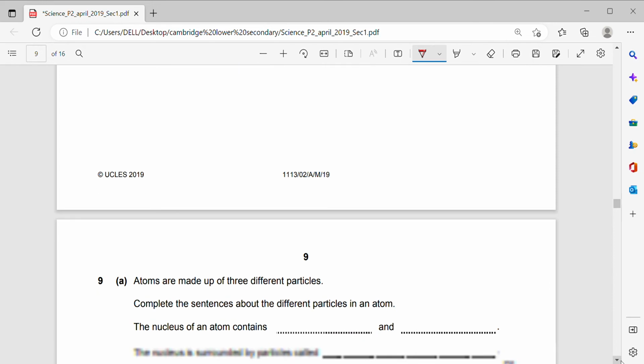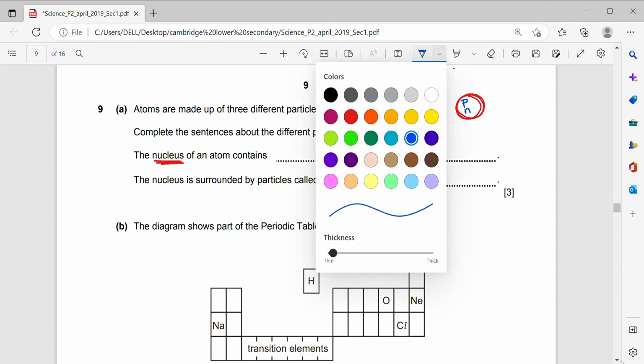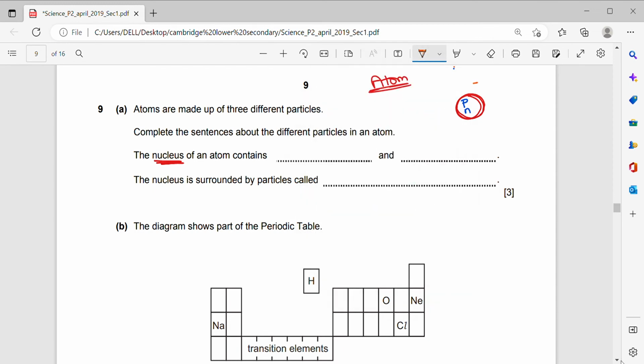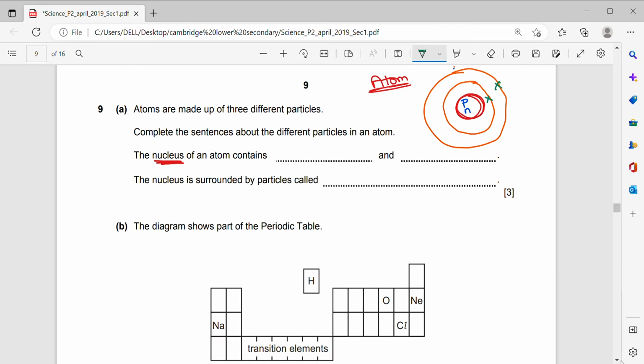طيب. Next question. Atoms are made up of 3 different particles. Complete the sentences about the different particles in an atom. The nucleus of an atom contains. عندي لو هنعمل diagram مبسط للأتم. الأتم عندها nucleus. What's inside the nucleus of the atom? We have protons and neutrons. طيب what's orbiting the nucleus? عندي electrons. يبقى هنا بيبقى عندي electrons.